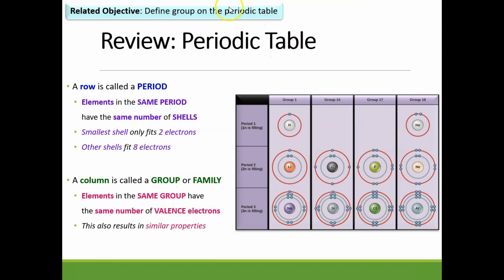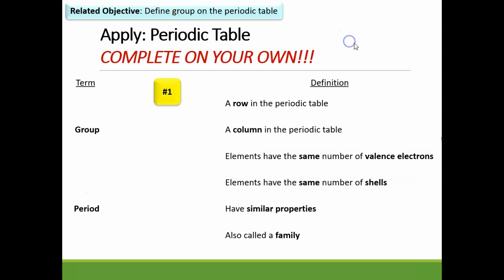So based on this, you should be able to do this next application problem. This one is a complete on your own. If you need any help on it, just rewind to the previous slide. Again, everything you need to know is on the previous slide. We're talking about which of these things is related to groups, and which is related to periods. You need to identify which one is the row, which one's the column, in which of these do elements have the same number of valence electrons, in which of these do they have the same number of shells, what is the result, in which of these do they have similar properties, and in which of these is also called a family. Go ahead and complete number 1, pause the video, and then continue playing when you are ready.